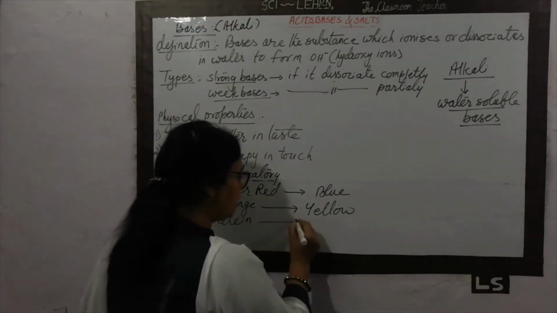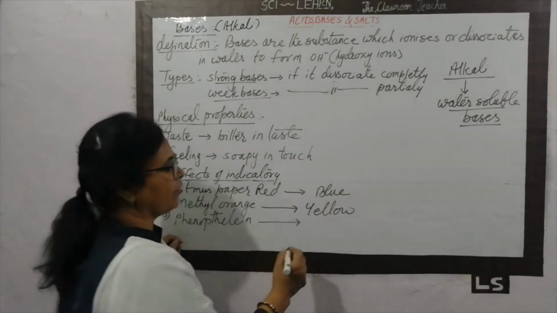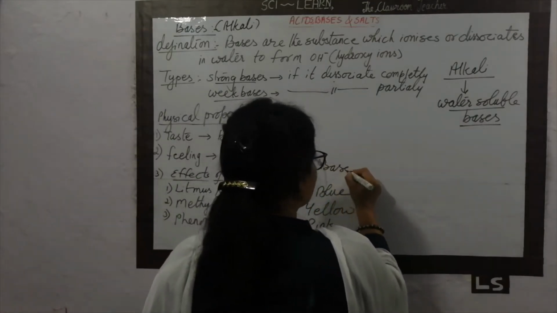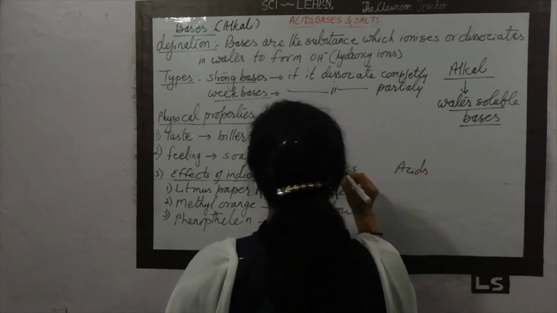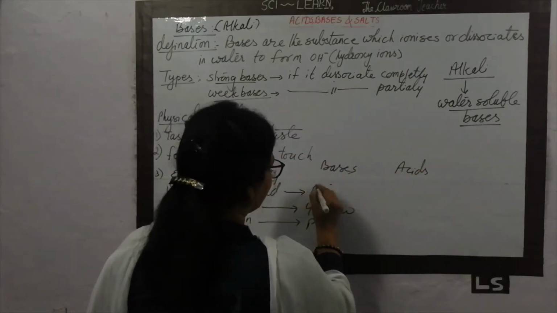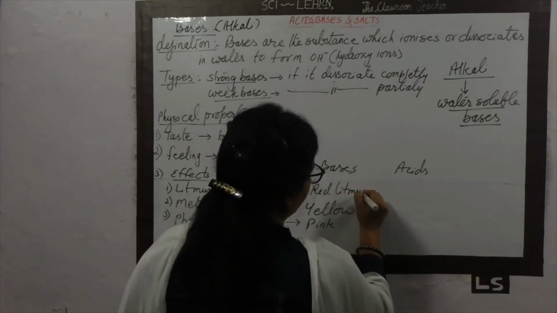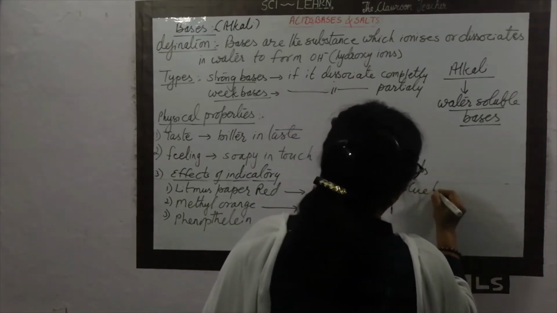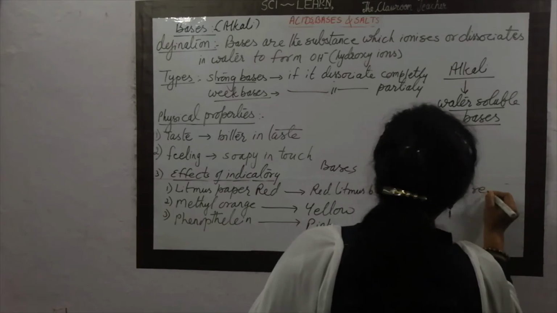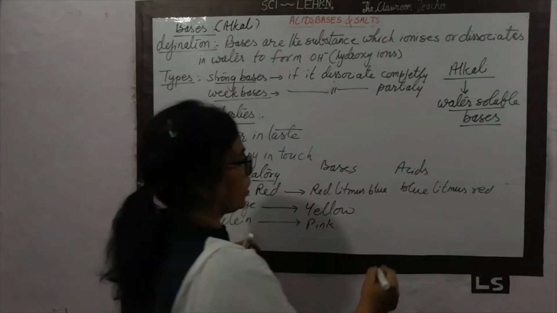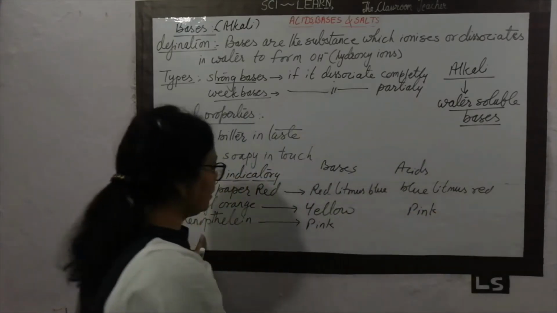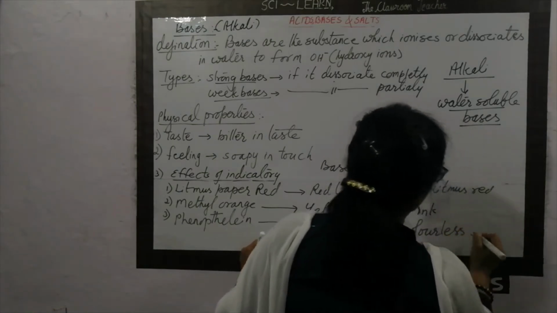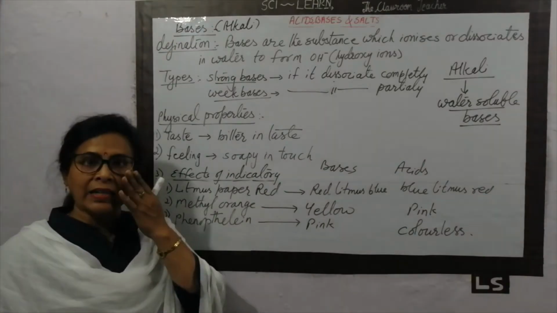And what about phenolphthalein? In the presence of phenolphthalein, the color of a base converts into pink. Now what is the character of acids? You have to compare. Bases convert red litmus blue. Acid converts blue litmus red. Methyl orange: base gives yellow, acid gives pink. Phenolphthalein: base gives pink, acid is colorless. So this is the comparison of indicators between acids and bases.